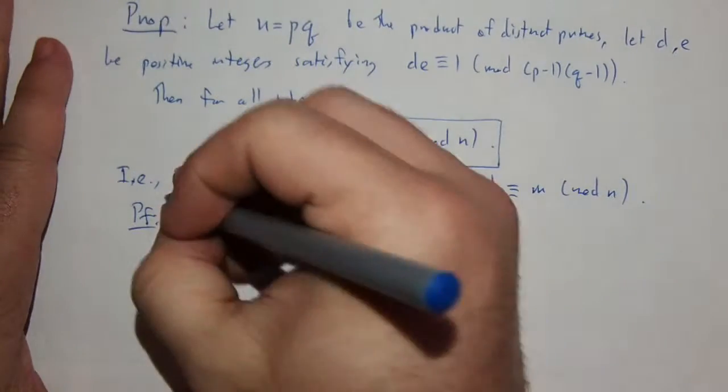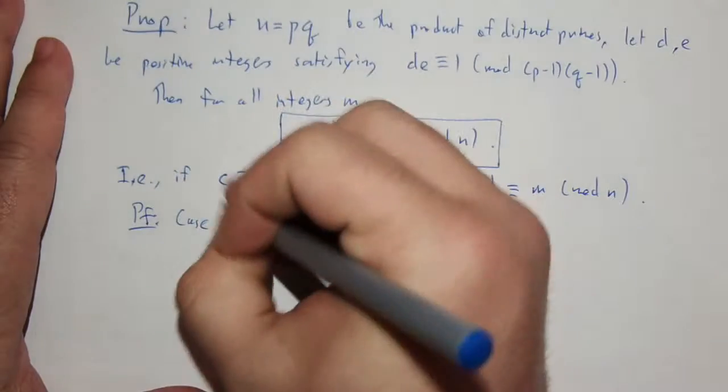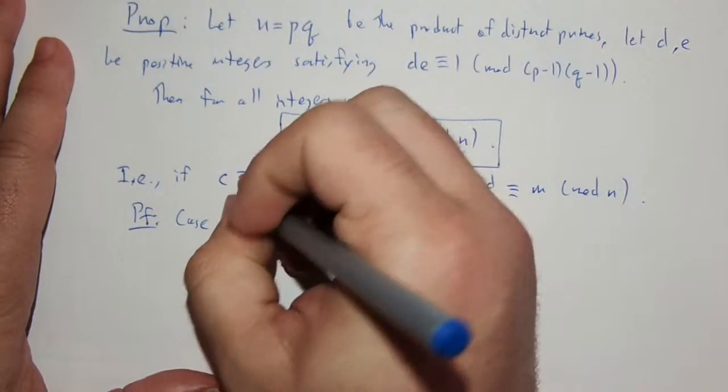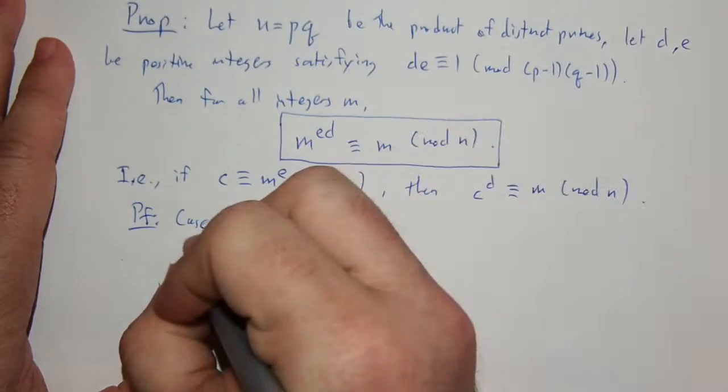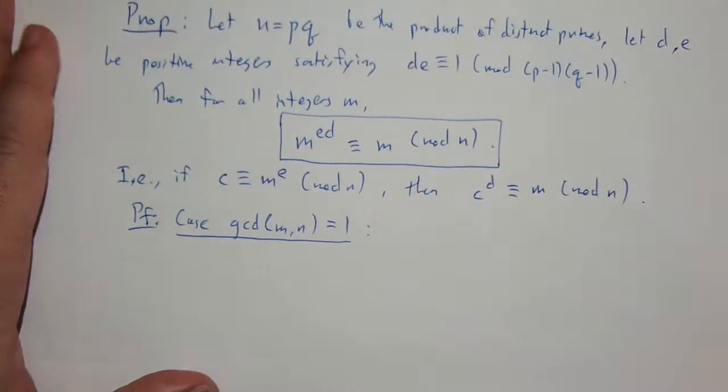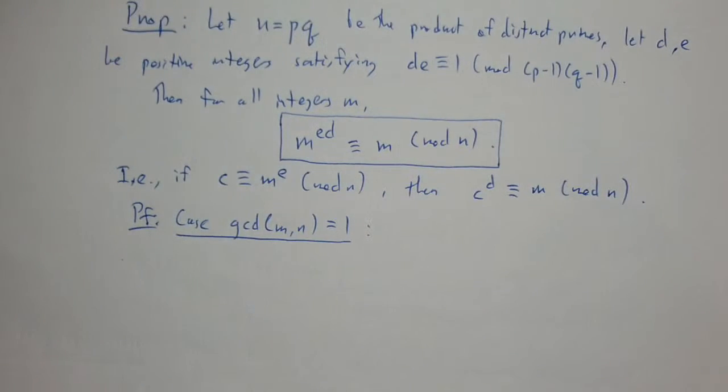So first, we'll deal with the case where m and n are relatively prime. There's some heuristic reasoning I can give for why this is the more obvious case, or why this is the typical case, I should say. But we're going to cover both cases anyway, so it doesn't matter. So anyway, when m and n are relatively prime, what does this allow us to say?